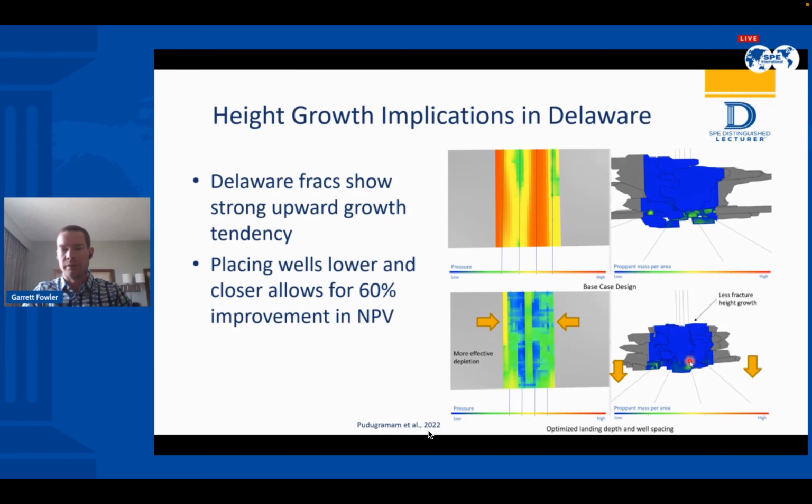The lower we push those wells, the more fracture area we can keep within the targeted pay zone, which we're showing here on the left-hand side on depletion. Within that pay zone, we're more efficiently, more uniformly depleting it by understanding how these fractures are going to grow in this particular environment.